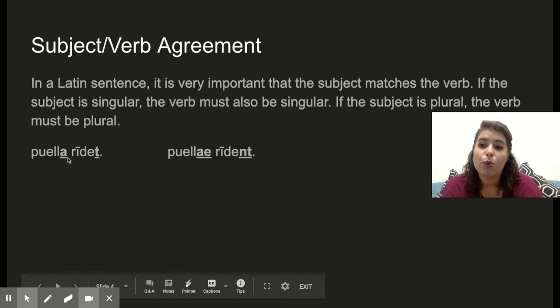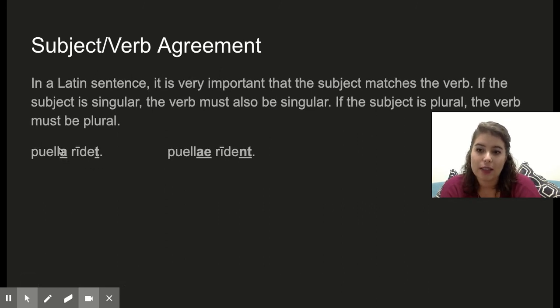We have puella ridet. So we have this puella. This is our first declension nominative singular ending for this noun, puella, our word for girl. Since this is a girl, this is a third person, and so our verb is going to be that third person singular, and that T ending there. So puella ridet means the girl laughs.